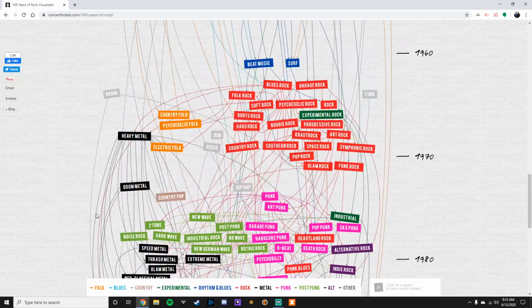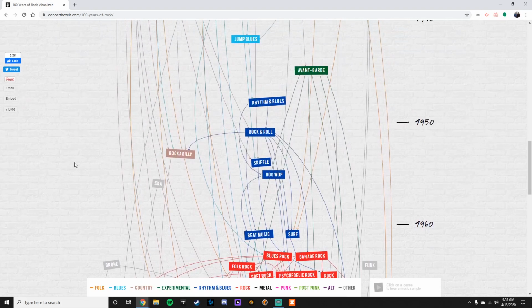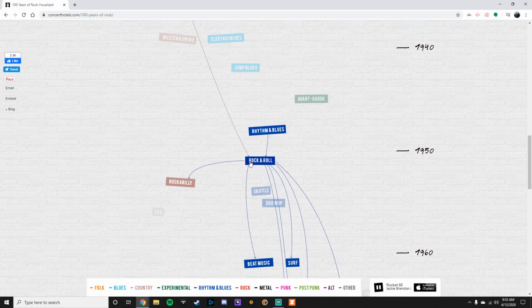And one of the things that you can do is you can click on one of these and it will give you an example. So we'll click on rock and roll, and it pulls up Rocket 88 by Jackie Brenston and his Delta Cats, which was the first ever rock and roll song. And it gives you the option to download it on iTunes, but you can use Spotify or Tidal. But this is a really cool way to see how evolutionary biology has been applied in other fields.